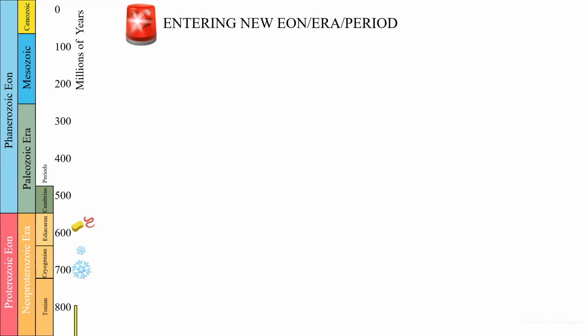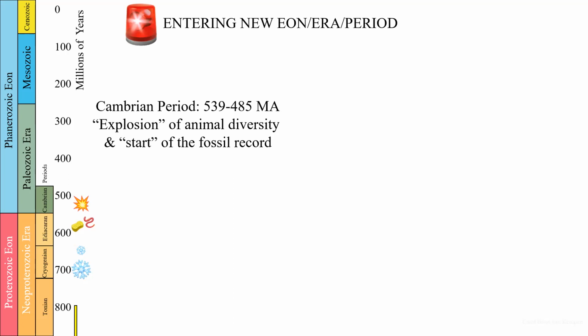So that's our red alert. We're finally entering a new eon and a new era and a new period of Earth history. This period is called the Cambrian. You may have heard of the Cambrian before. You may have heard of the Cambrian explosion.